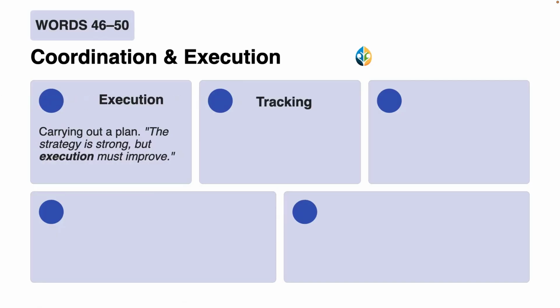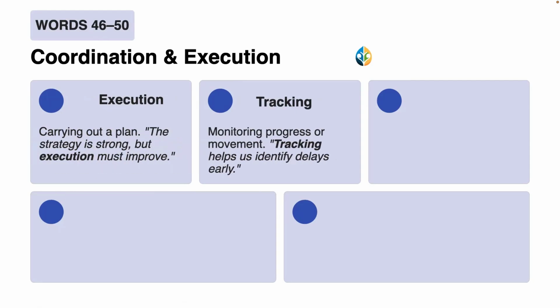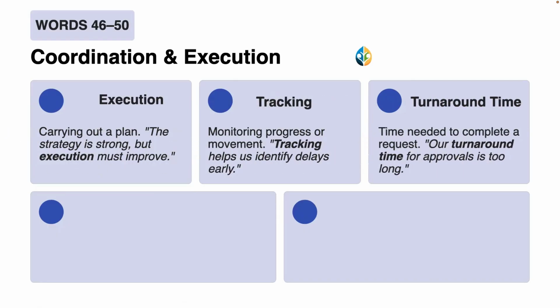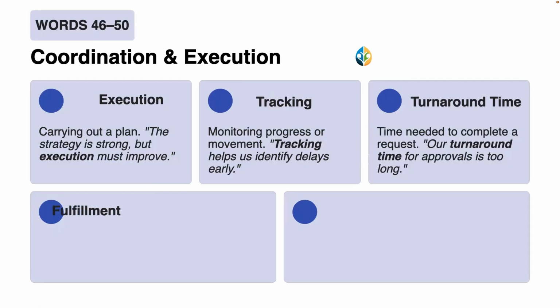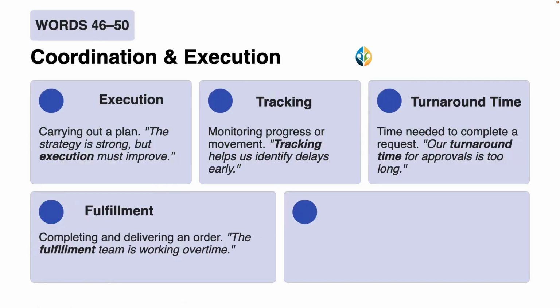Tracking. Monitoring progress or movement. Tracking helps us identify delays early. Turnaround time. Time needed to complete a request. Our turnaround time for approval is too long. Fulfillment. Completing and delivering an order. The fulfillment team is working overtime.